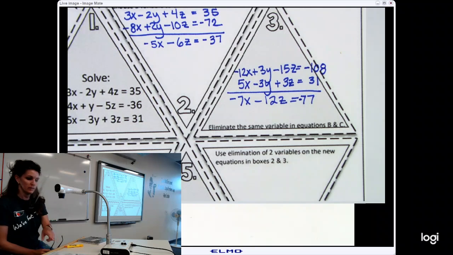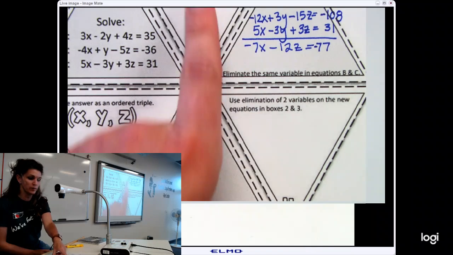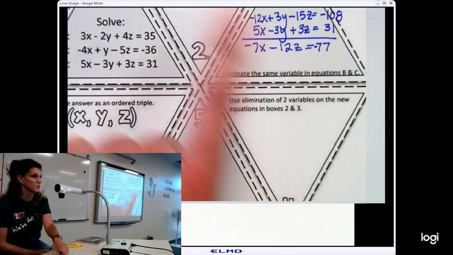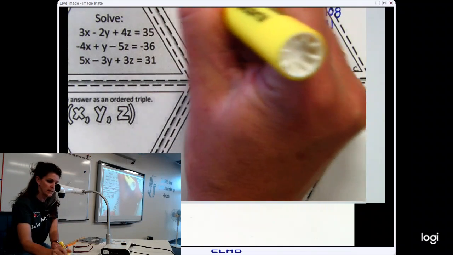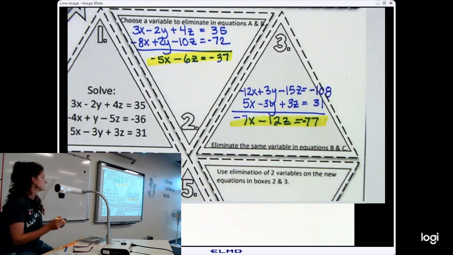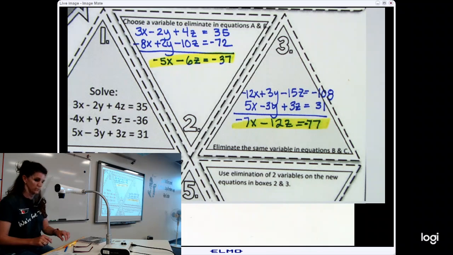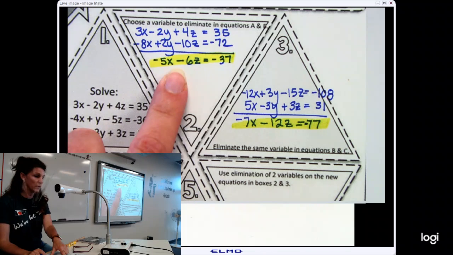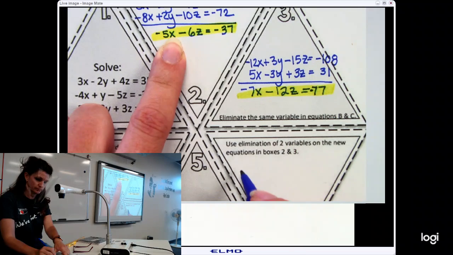Okay. Moving around here, it says the next thing we do is use elimination on 2 variables in these new equations that we got. So I'm looking at this guy and this guy. And this should feel really familiar. Those 2. Looking at those 2 equations, and now I need to solve for x and z in those. So what variable do you guys want to eliminate? I'm with you, z's, which means I need to multiply this equation by negative 2.